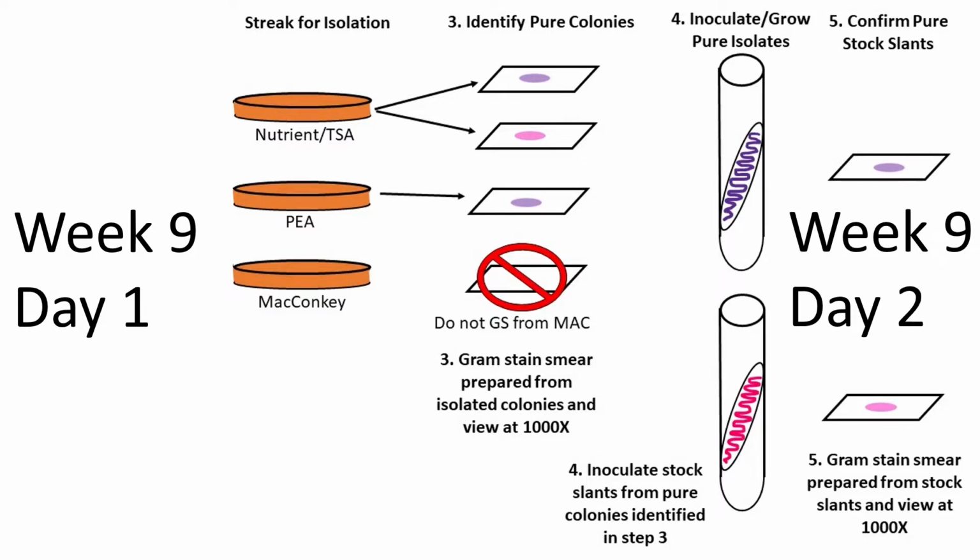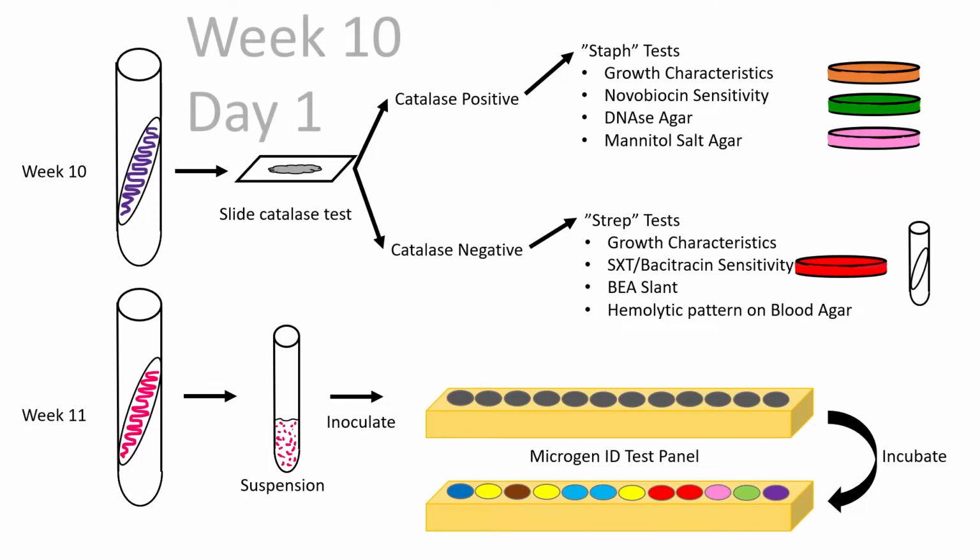Now, week 9, day 2, you're going to double check that what you've got on your slant is a pure stock culture. If, for instance, we do the gram staining on day 1 of week 9 and you don't have a pure culture in one of these, you can streak it out on another plate and we can verify week 9, day 2, same kind of thing. If you still don't have a pure culture, we can streak it out on another plate and double check that. But once you get your slant set up and it's a good slant, we will put it in the fridge and wait for the next week, which is week 10.